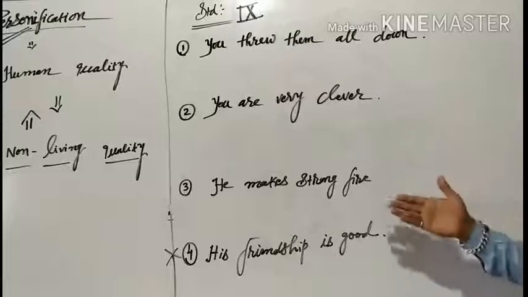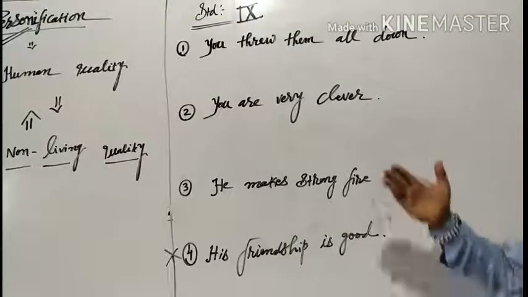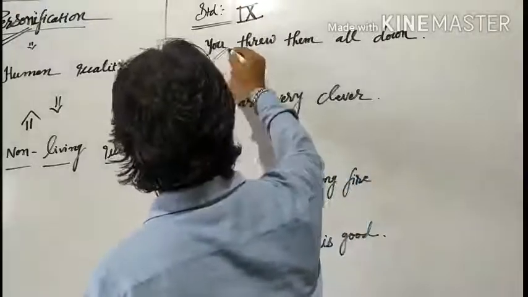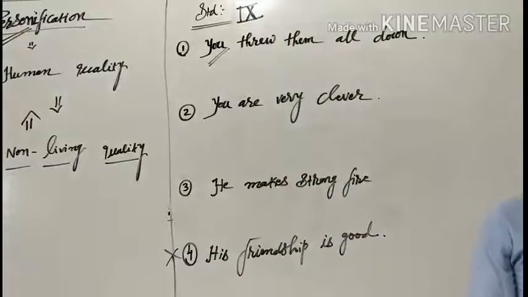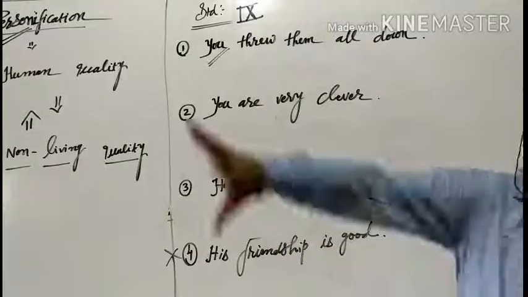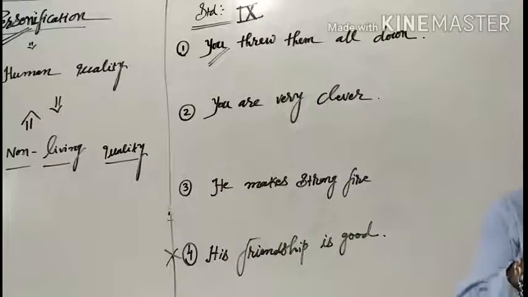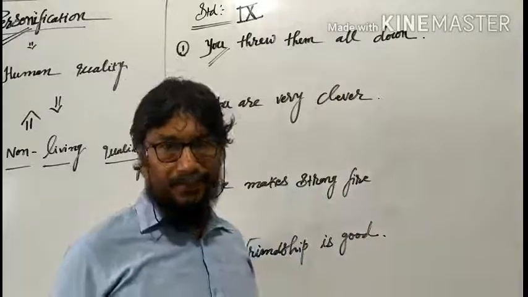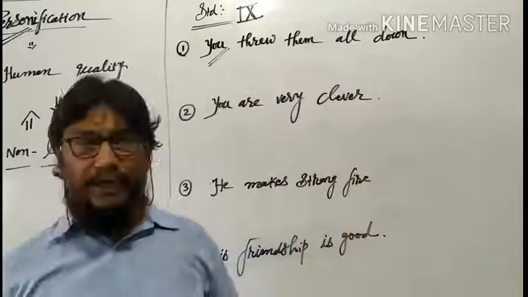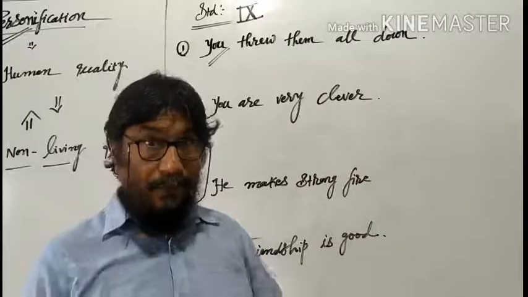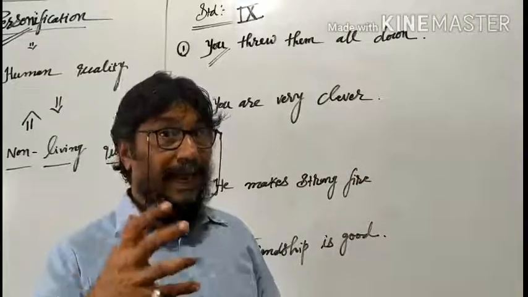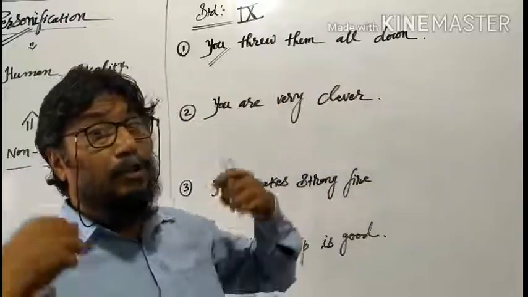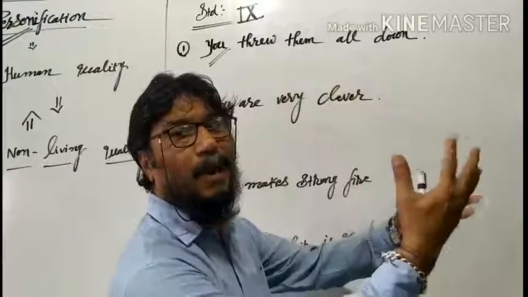You see, here a few examples I have written from the same poem. "You threw them all down." You means wind. Wind has the capacity to throw them all out. Throwing capacity is a human capacity. I can take it, I can throw it out. Wind is non-living, yet wind is described with the human capacity, as if it will throw your book, your pen, pencil out.